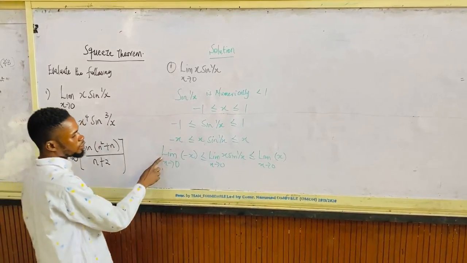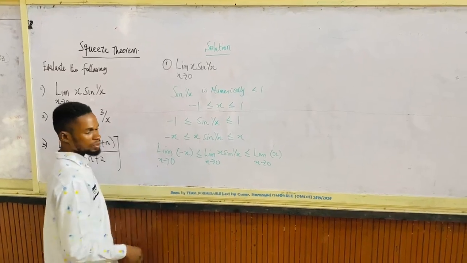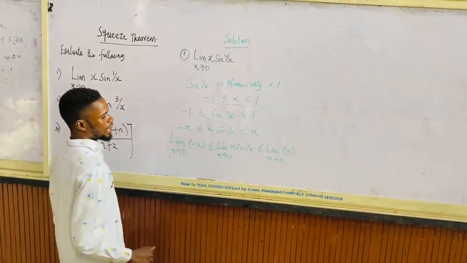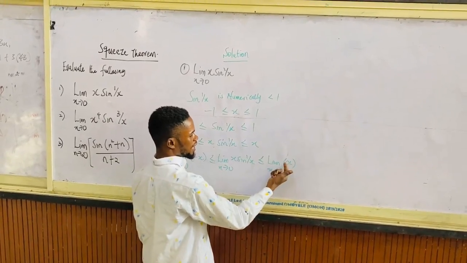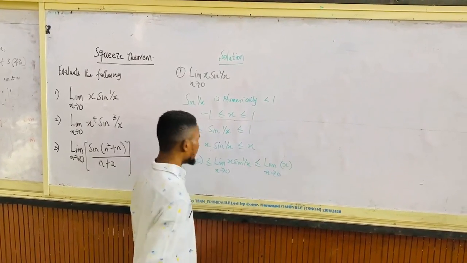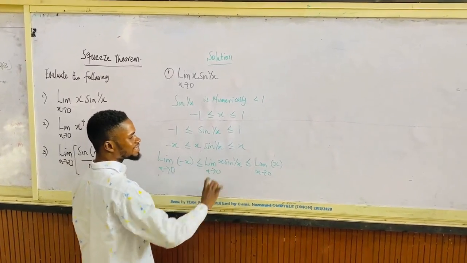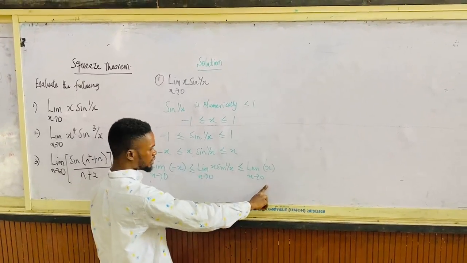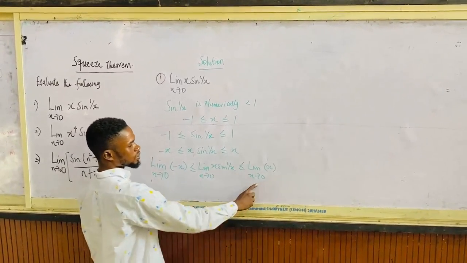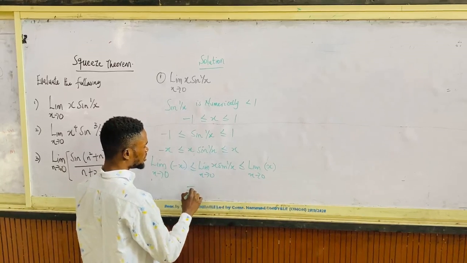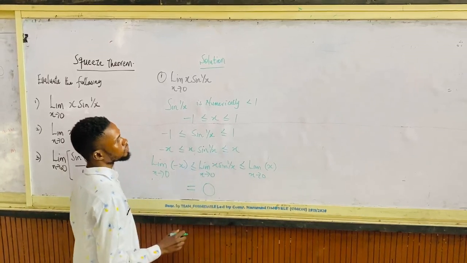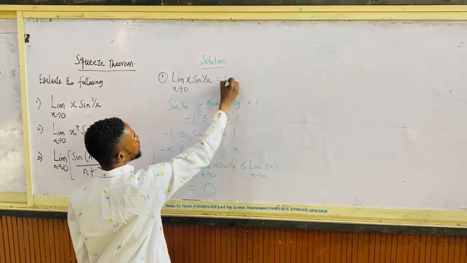Now, the limit of minus x as x tends to 0 is what? It is 0. And the limit of x as x tends to 0 is what? It is 0. That means the limit of this is less than or equal to the limit of this, less than or equal to the limit of this. And the limit of this is 0, and this is 0. That implies that the limit of this function is 0. So the limit of this is 0.